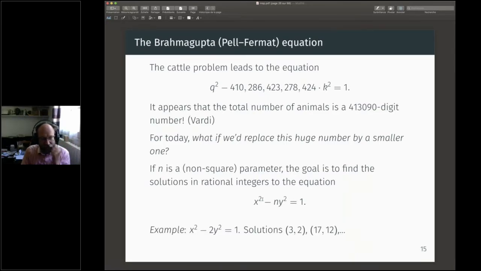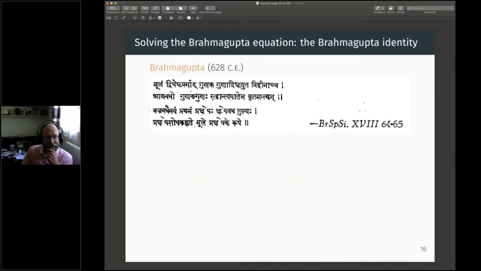And so if n is 2, then for example x² minus 2y² is 1, and I claim that (3, 2) is a solution. So 3 squared is 9, minus 2 times 2 squared, 2 times 4 is 8. 9 minus 8 is 1. And for the second, you could check that 17 squared minus 2 times 12 squared is also 1.